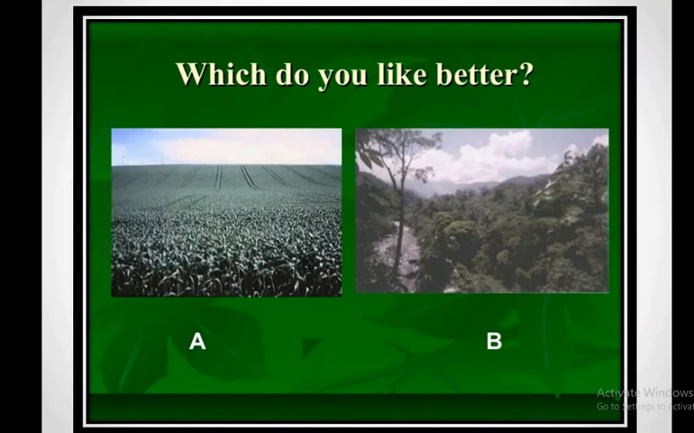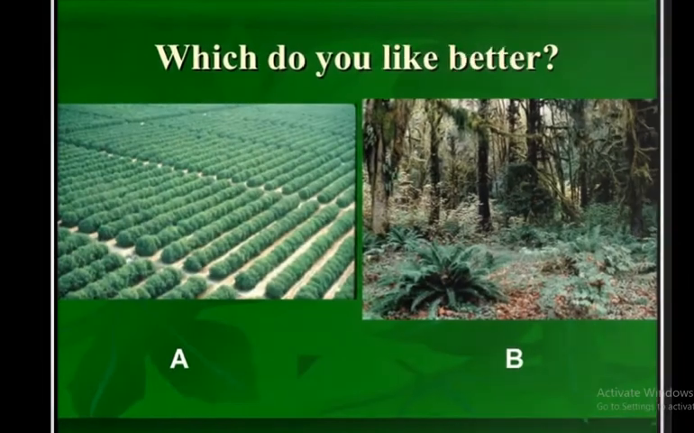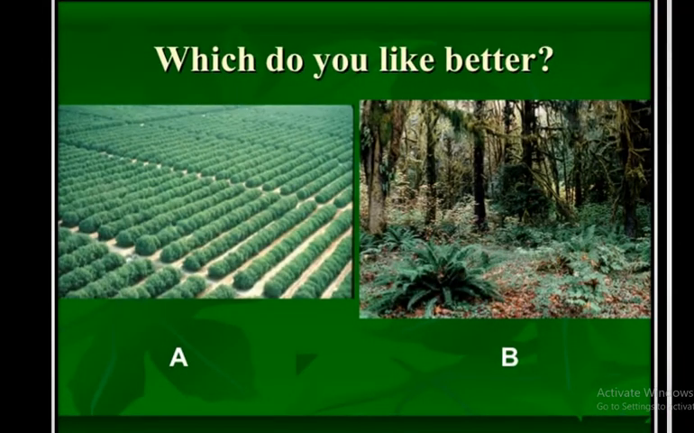Let's understand it with a very simple example. As you can see two different pictures, A and B, which one do you like better? Let's see another picture, again A and B. Which do you like better? Of course B, because it is showing a variety of different plants. You can see herbs, shrubs and trees in picture B, but there is no variety in picture A. So picture B is more diverse.